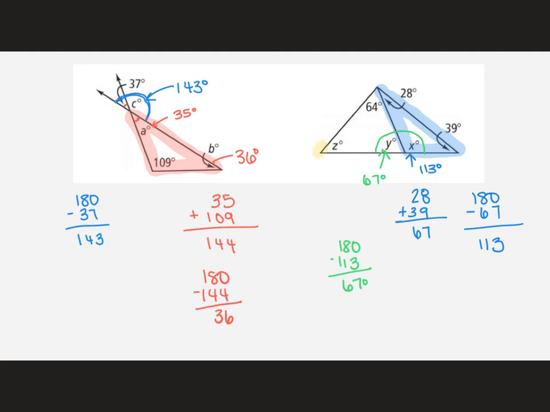Lastly, I see this triangle, which I now have 2 of 3 angles filled in. So 64 plus 67 is 131 degrees. 180 minus 131 is 49. So angle Z is 49 degrees.